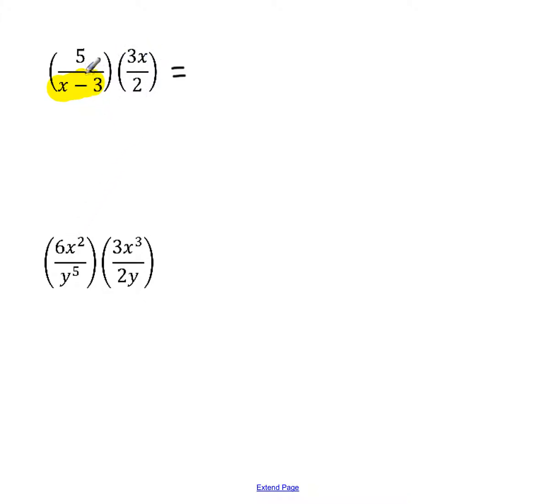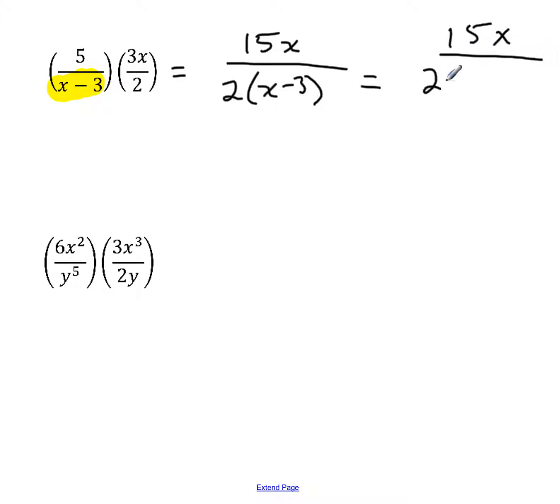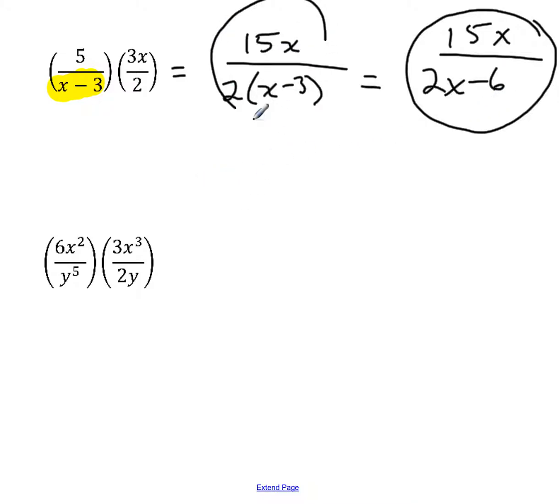So all I can do here is multiply the top. 5 times 3x. What is that? 15x. And multiply the bottom. X minus 3 times 2. So I could write 2 times x minus 3, or I could write 15x over 2x minus 6. And that is the best I can do. It feels like I could cancel an x here, but I can't because this minus makes this a whole unit to put together. I would say either one of these are acceptable answers.